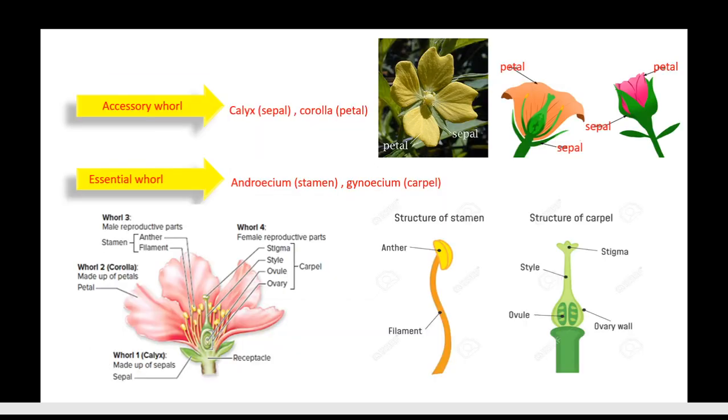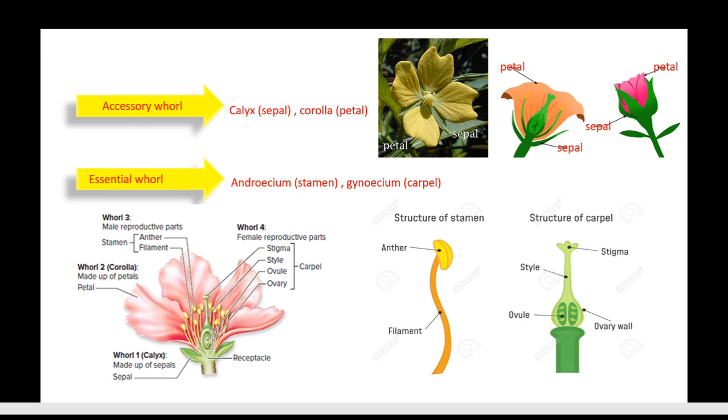Now come to the accessory whorl. Here, calyx and corolla both form the accessory whorl in a flower, while androecium and gynoecium form the essential whorl of the flower. So, what is calyx and what is corolla, androecium and gynoecium?